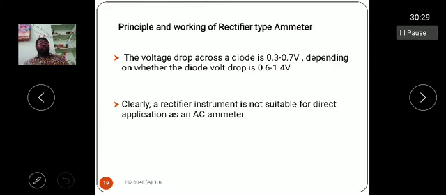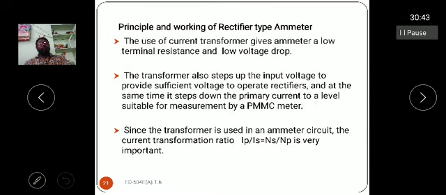Clearly, a rectifier instrument is not suitable for the direct application as an AC ammeter. The use of a current transformer gives the ammeter a low terminal resistance and low voltage drop. What is the use of the transformer? Because the ammeter needs low terminal resistance and low voltage drop, we use the current transformer.